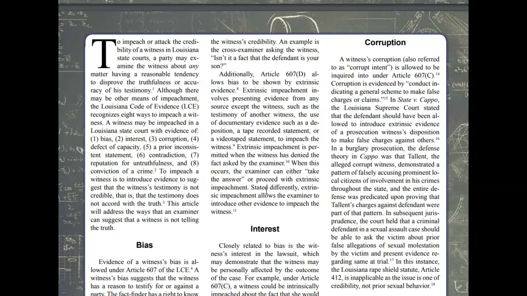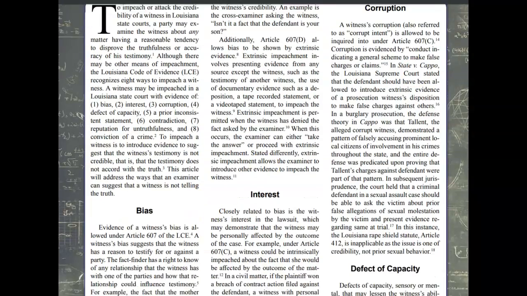Impeachment basically deals with suggesting to the finder of fact that the witness's testimony is not truthful or entirely truthful, is not accurate or entirely accurate. Let's talk for a moment about what bias is.